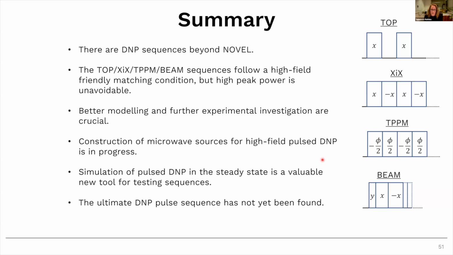What I think is crucial in the further development is better modeling and experimental investigation. And I think they really need to go hand in hand in order for us to develop this method further. Construction of microwave sources for high field pulse DNP is in progress, which I think is a really great thing that's happening. And for the new results I've shown you, we can now simulate pulse DNP in the steady state. And as you've seen, this leads to much better agreement with the experiments.